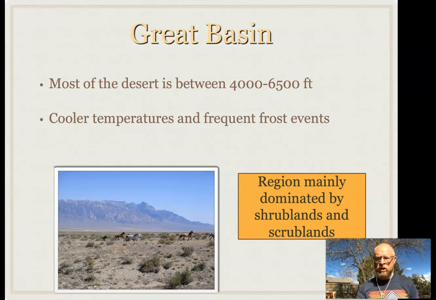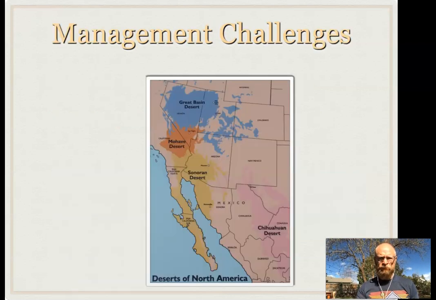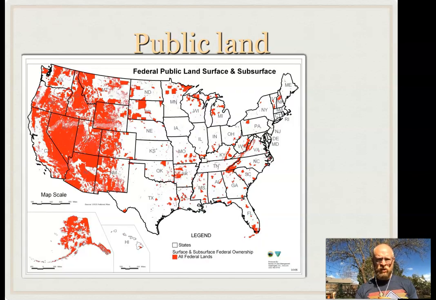But by and large, the land is dominated by shrubs and scrublands. All right, I guess that's all I'm going to say about the Great Basin. It gets more precipitation as snow than the other deserts, it's obviously colder, has fewer succulents, and is dominated by shrubs and scrublands. Okay, let's talk about a few management challenges in desert ecosystems.